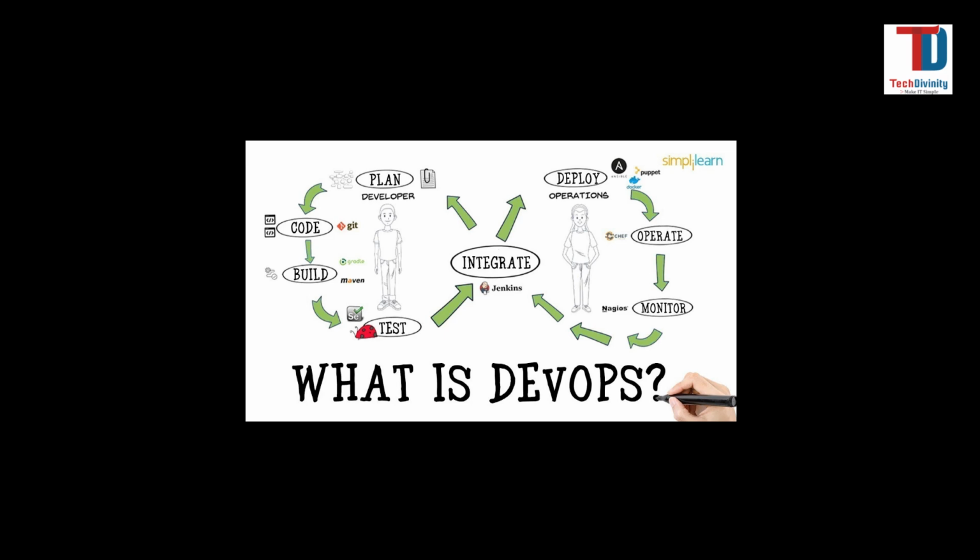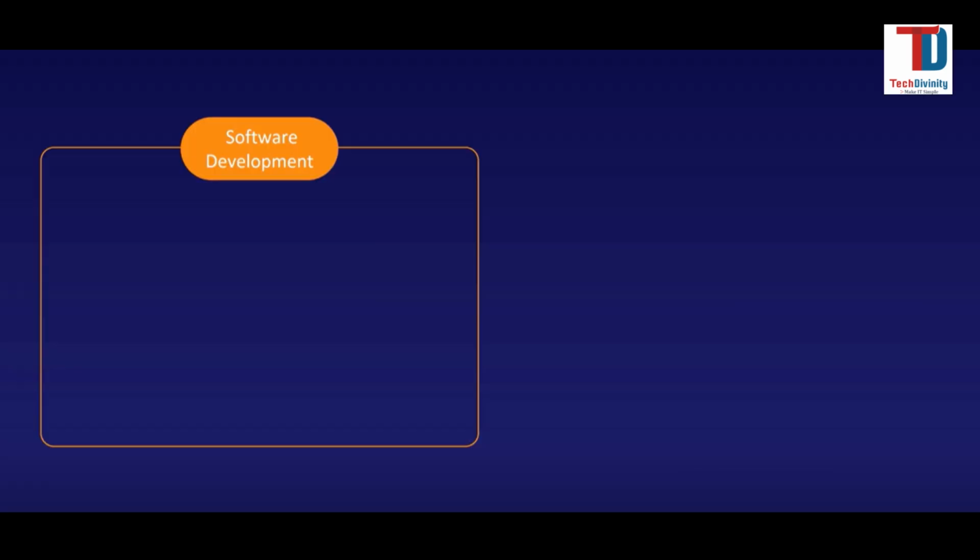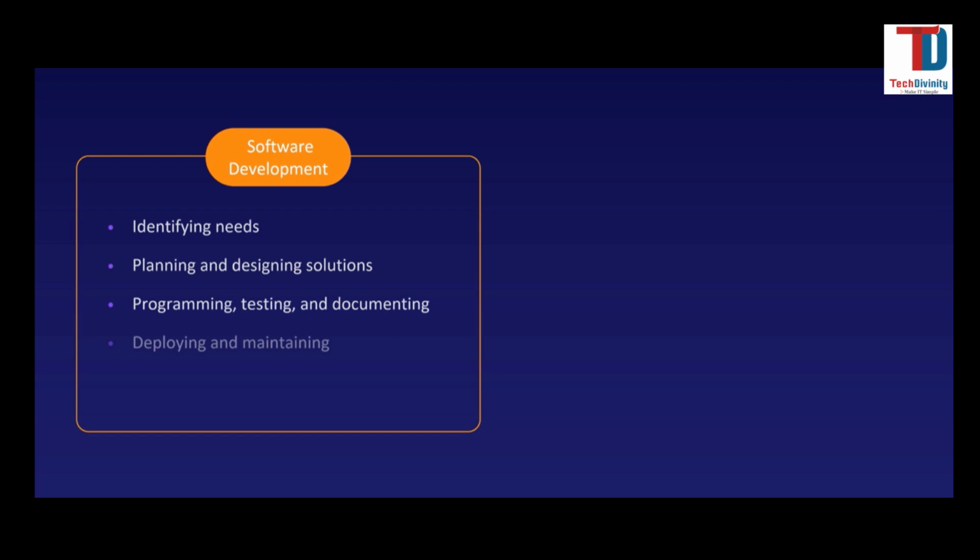Hello, and welcome to this lecture where I will answer the question, what is DevOps? The previous lecture introduced you to one half of DevOps, which is the dev. Dev, of course, refers to software development, which covers many roles and processes in the software development process, such as identifying needs, planning and designing solutions, programming, testing, and documenting those solutions, and then deploying and maintaining the software.